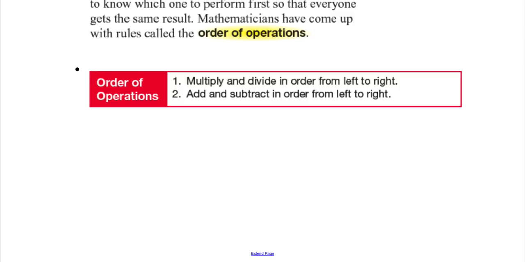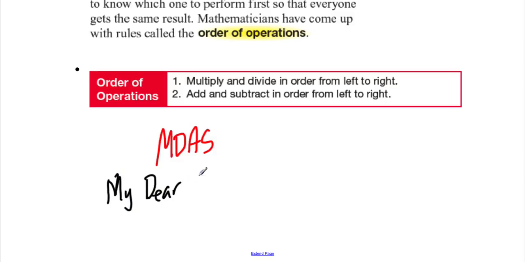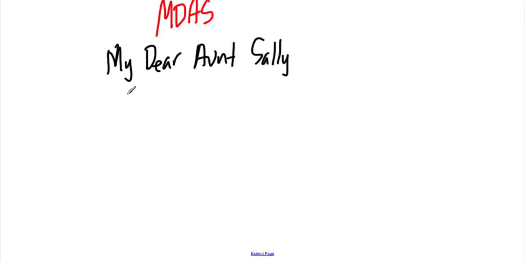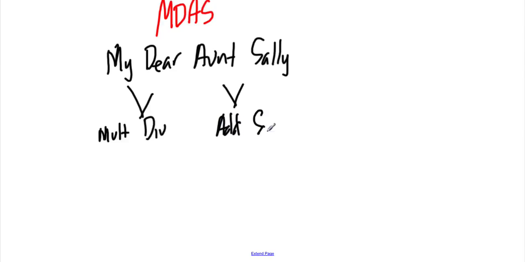There's an acronym for this, which is MDAS, or My Dear Aunt Sally, where M and D represent multiplication and division, and A and S represent addition and subtraction. Now if you notice, multiplication and division have the same priority.